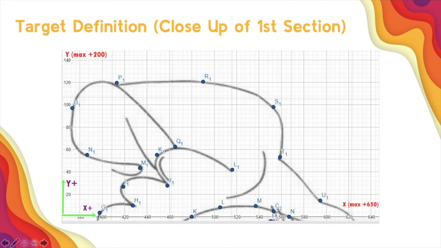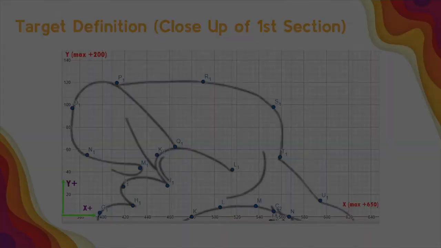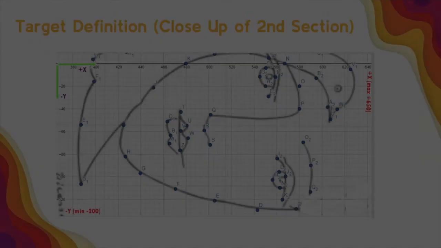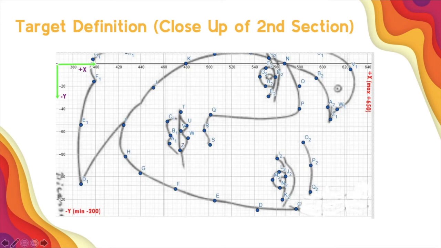As we can see in this image, we have the first part of the complete image. We can also observe the coordinate axes, which define the work area. As you can see in this slide, we have the second section of the complete image, and also we have the working area.